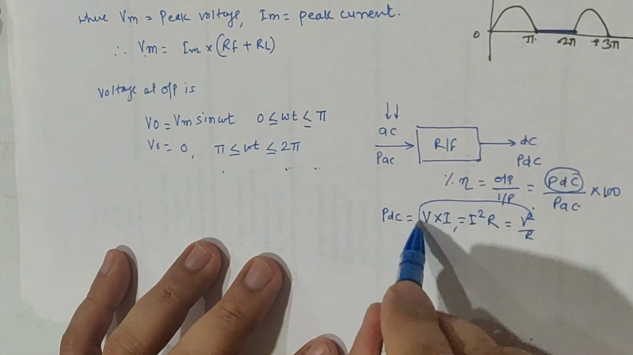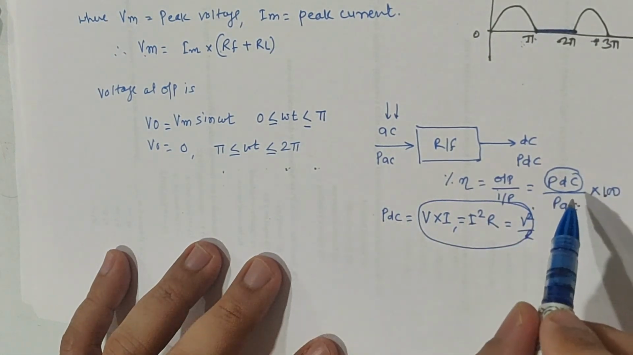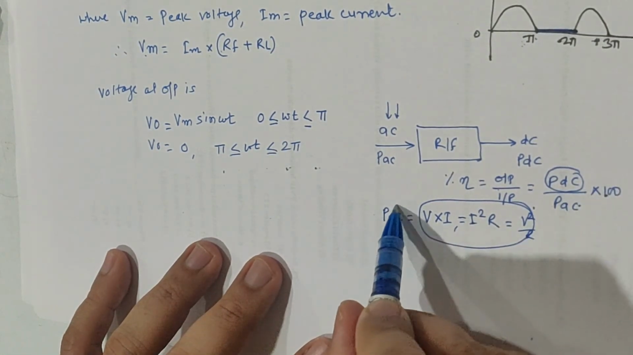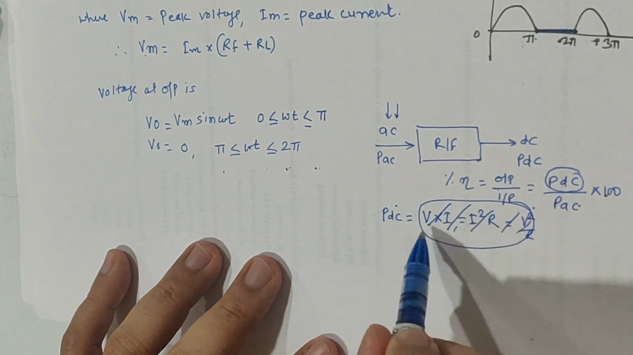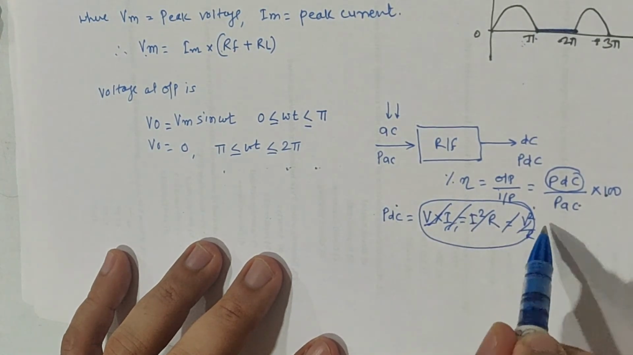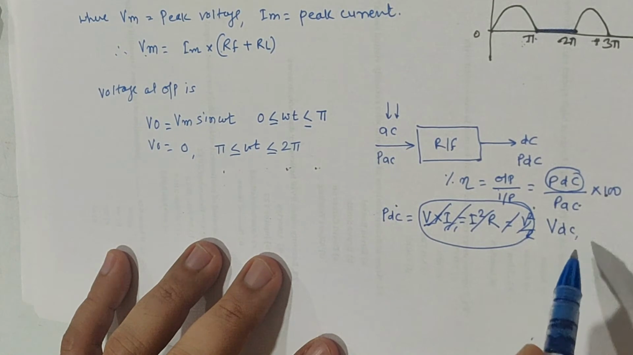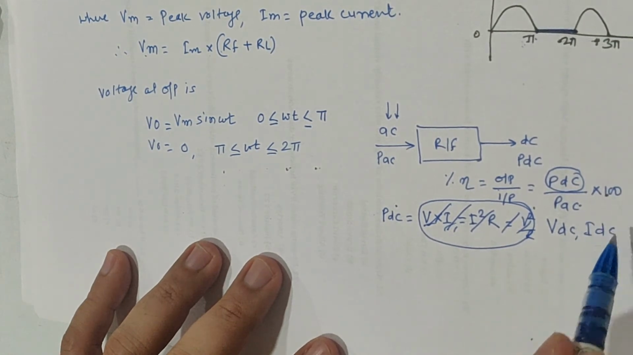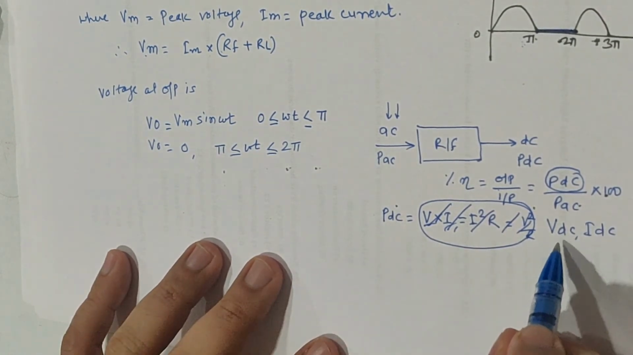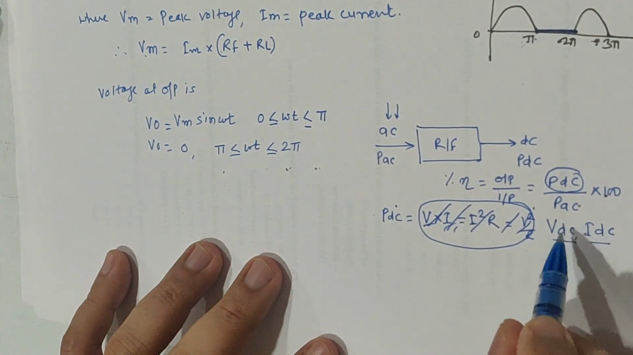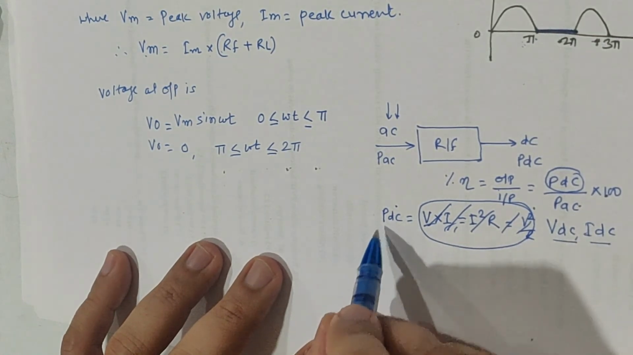So by either of these methods we can calculate the power. So let me calculate DC power. I will be in need of voltage and current. So I need to calculate DC voltage, I need to calculate DC current. If I know DC voltage and DC current, I can multiply these two quantities and I can get PDC.